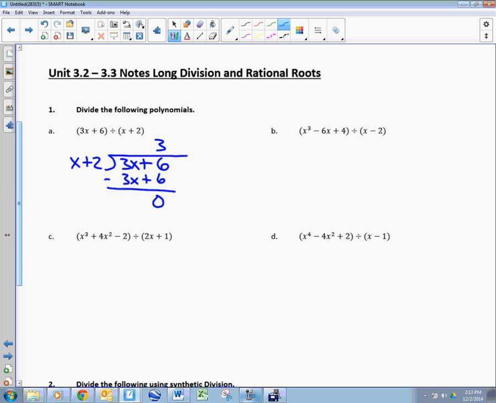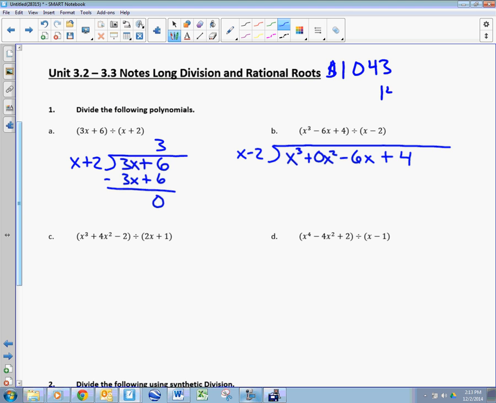If you look at B, B is a little bit different. Anybody know what I put after x to the third? 0x squared. You have to insert the placeholder. Just like if during the course of a week you earned $1,043, you don't really want me to write that check for $143. You would feel like you got robbed, right? Same way, we've got to make sure we have a placeholder there, okay?